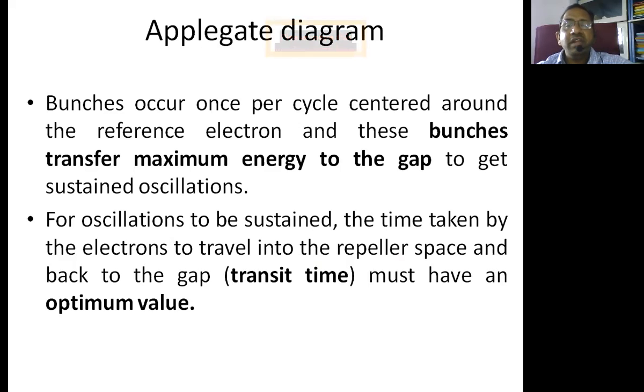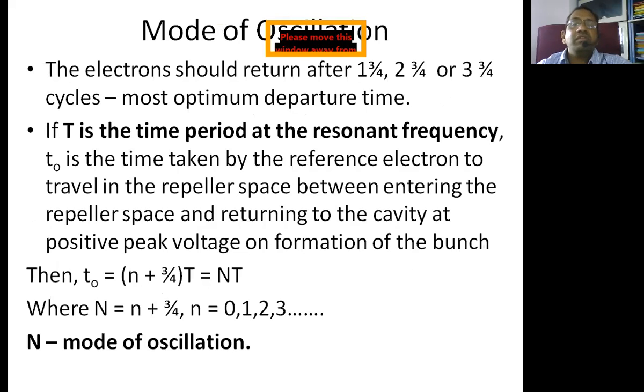So for oscillations to be sustained, the time taken by the electrons to travel into the repeller space and back into the gap must have the optimum value. And one more thing you have to see is that the repeller voltage should not become positive. It should be more negative only. Why? Because the electrons should not hit the repeller electrode. If the electrons at such a very high speed hit the repeller electrode, the repeller electrode is going to get burnt off with that high temperature. So therefore, no electron should hit the repeller electrode. That is the main constraint that we have to compulsorily take into consideration to get the sustained oscillations.